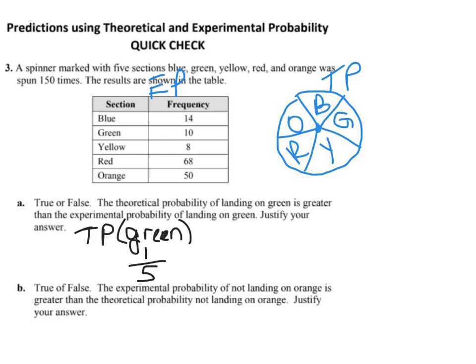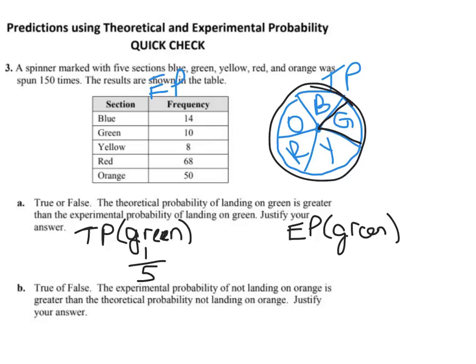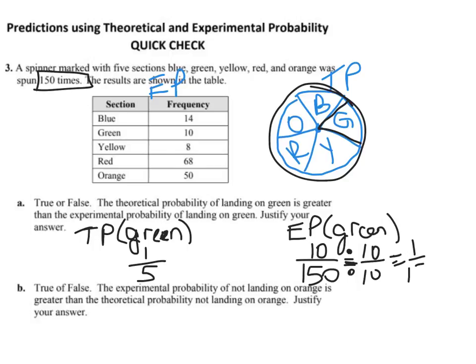1 out of 5, because one of the sections is green and there are 5 sections all around. So 1 out of 5. Now they're asking to compare it to the experimental probability of green. So for experimental probability, we know the total was 150 because it tells you up here. And how many times did it land on green? 10 times. Okay, so I could simplify that by dividing by 10. So I'm going to go ahead and divide it by 10. So this becomes 1 out of 15.